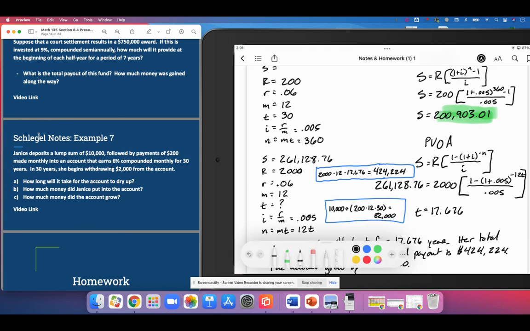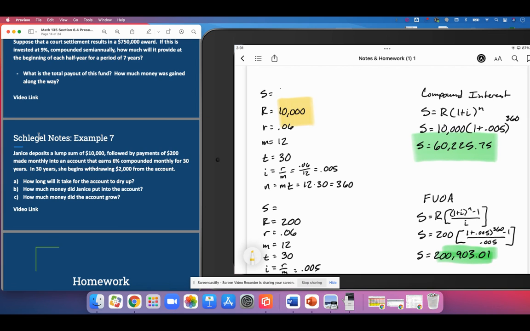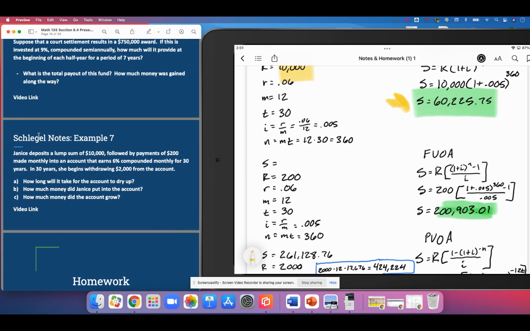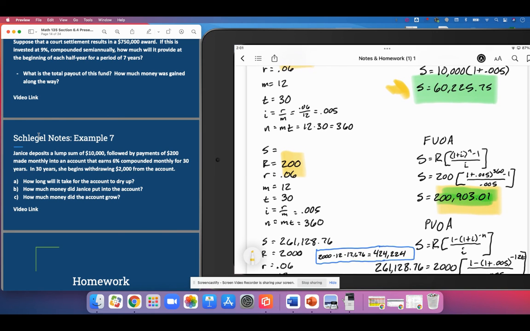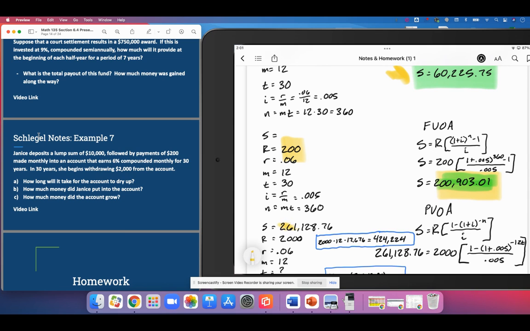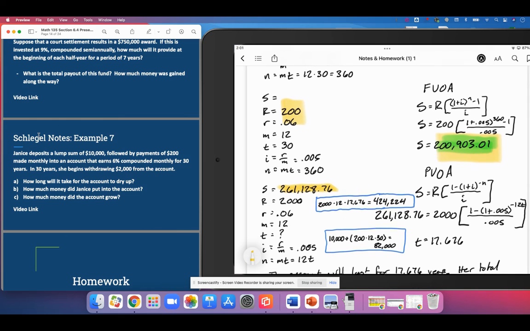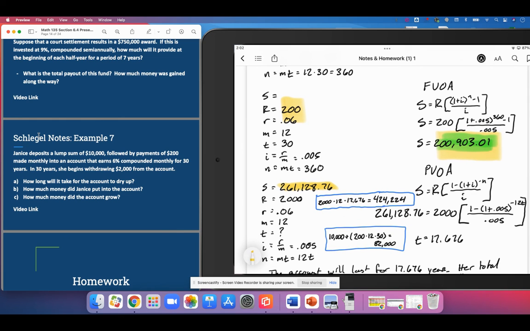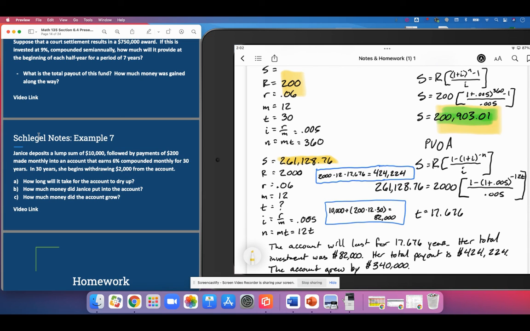And so again, there's a couple things I feel like we should highlight throughout this, everyone. I'll do it with a yellow. The $10,000 turned into $60,000. In addition to that, she put in $200 a month, and that turned into $200 and some thousand. Together, those amounted to $261,000. But because she took payments out slowly in the amount of $2,000 a month, every time she took a payment out, what was left continued to grow.